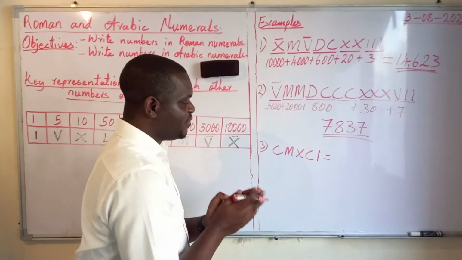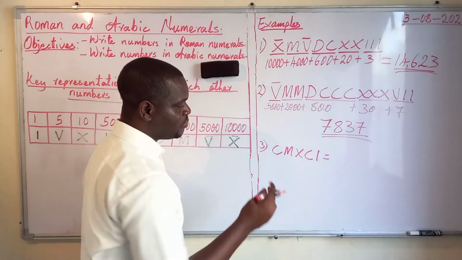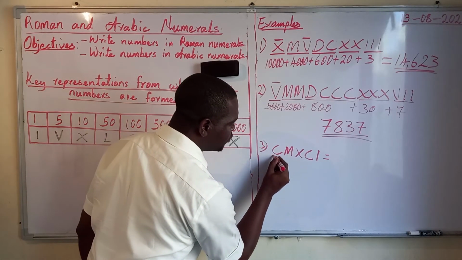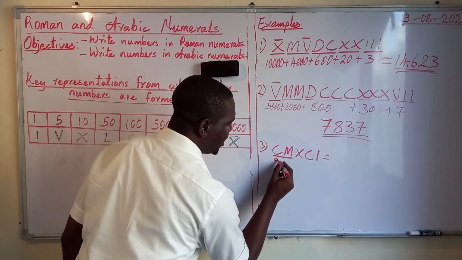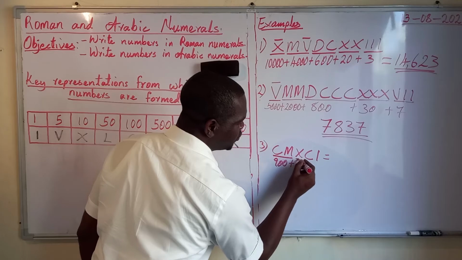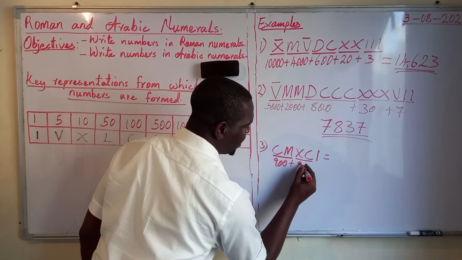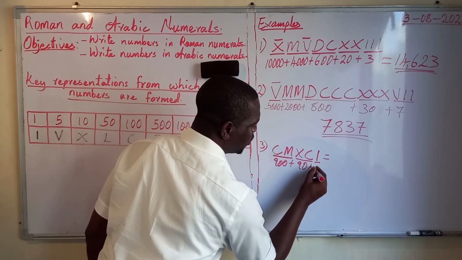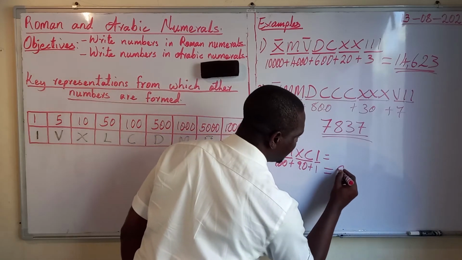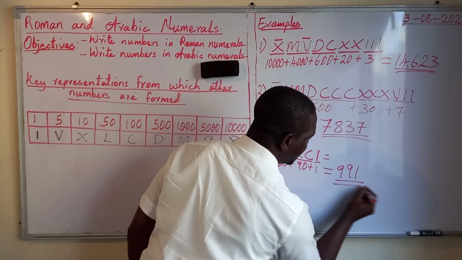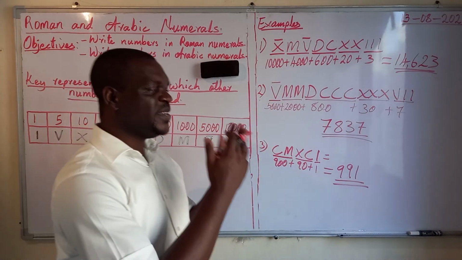CMXCI. Look at this carefully. This, you try to group it. If you want to separate this C, it cannot, because after C is a bigger number, so you have to put this together. CM means 1,000 take away 100, which is 900. XC, you have to put together because small and big, and this will give 100 minus 10, 90, and this one alone, 1. So the answer will be 991.